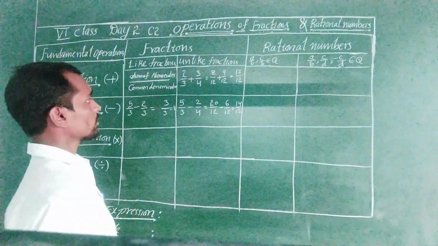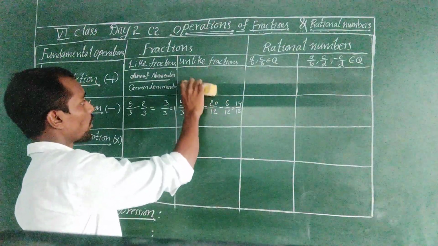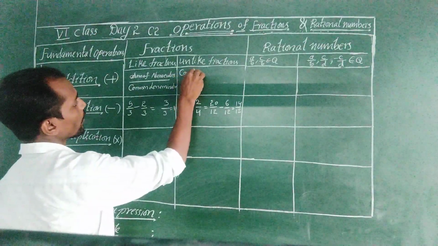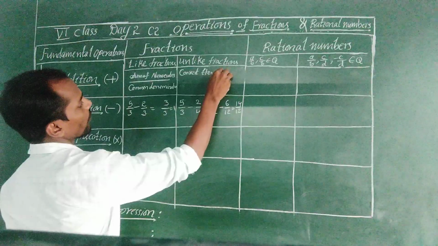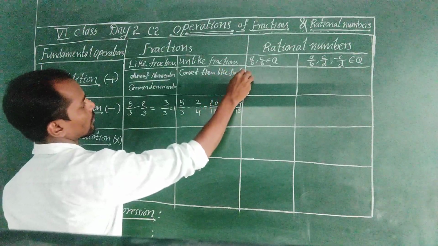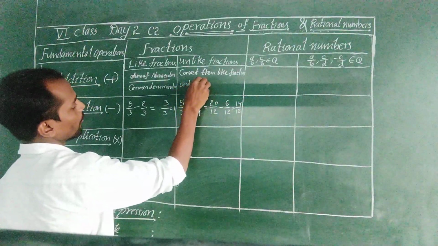Here is the sum of unlike fractions you can write now. Convert them into like fractions and add them.